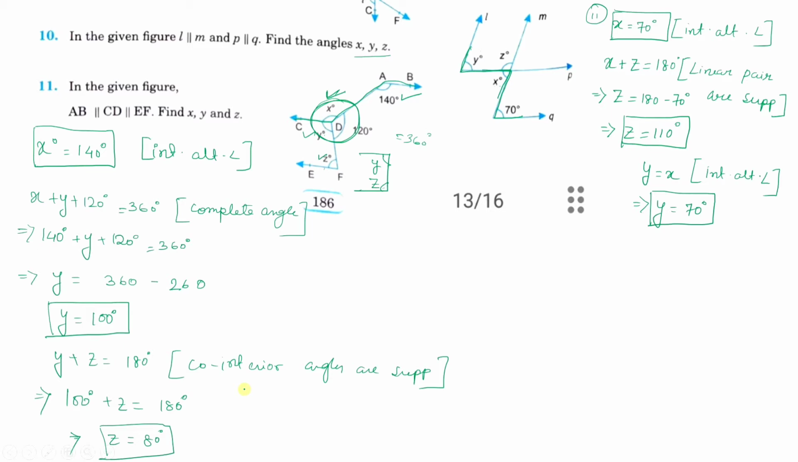I hope you are getting what I am trying to say. Okay. So basically you have to practice all these sums again and again to get the concept cleared. Moving to number 12. Here also you have to find the value of x, y and z. So let us see what we can find out here. Okay, a structure like this is forming now. Here this one is 115 degrees, and here this one is x plus 30.